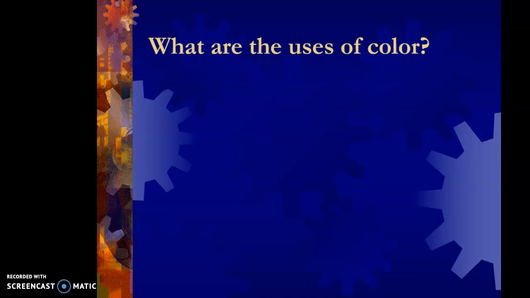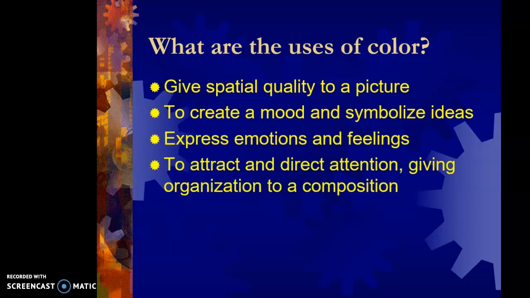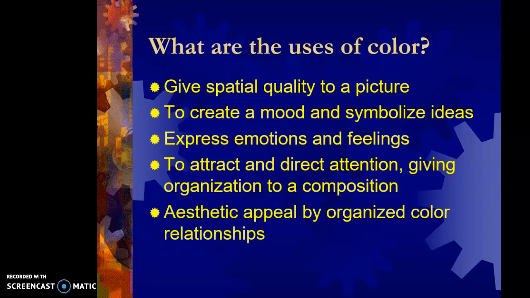So, what are the uses of colors? We have a listing here. Give spatial quality to a picture, to create a mood and symbolize ideas, express emotions and feelings, to attract and direct attention, giving organization to a composition, and aesthetic appeal by organized color relationships. So let's talk a little bit about giving spatial quality to a picture.